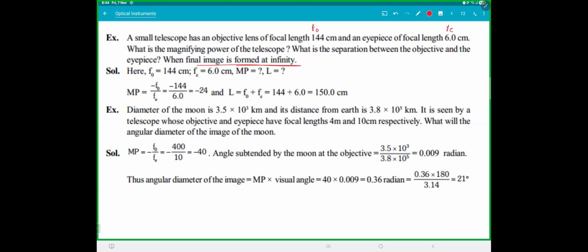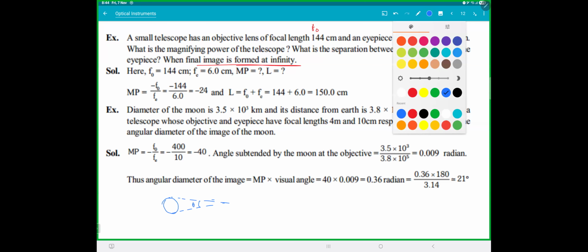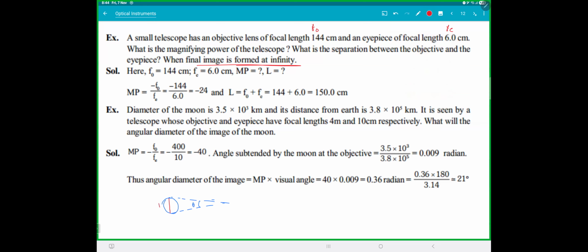This is the second one. The diameter of the moon is 3.5 into 10 power 3 kilometers. Earth-moon distance is given. So we have the moon there. The distance is large, so the angle subtended, let's call it theta. This is the diameter and this is smaller. Theta will be d by r. So when you calculate this, that turns out to be 0.009 radians.